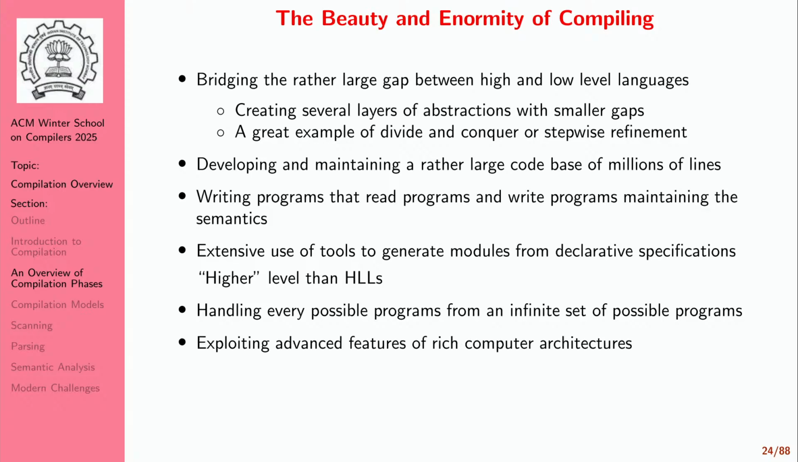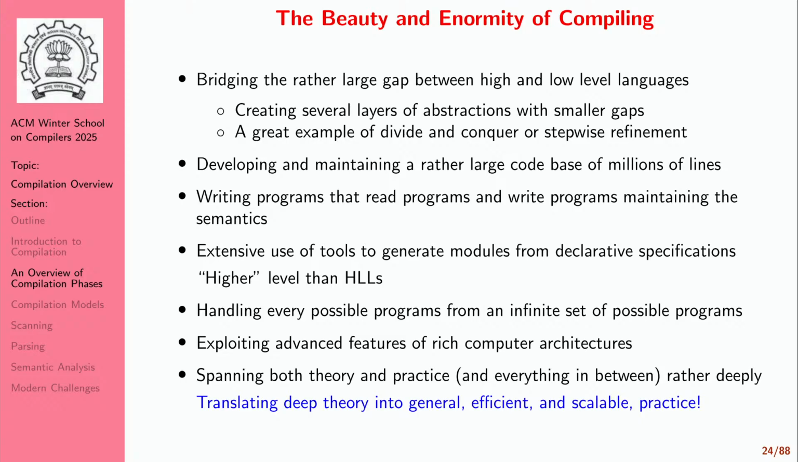Compilers have to exploit advanced features of rich computer architecture. So now we have out-of-order execution. How do we compile a program when the target machine is going to do something else altogether? We will perhaps only talk about modern challenges. We will take some examples of this.